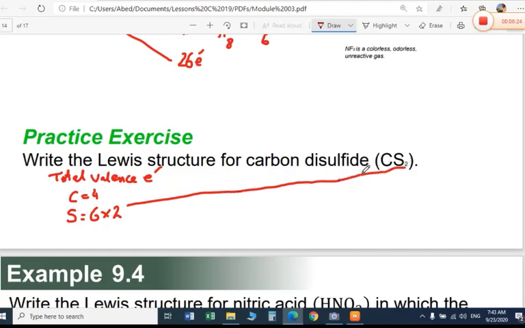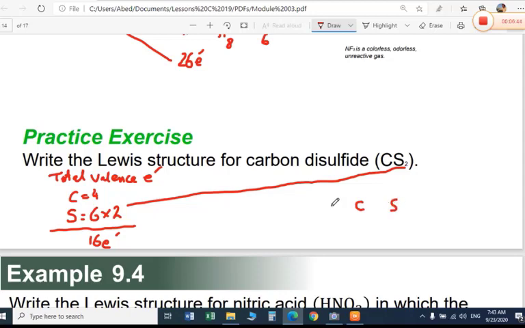Okay. So how much is the total? The total will be 12 and 4, I think 16 electrons. 16 electrons. So write the structure. Rule number 2: carbon is only one atom, so it goes in the center, and 2 sulfurs are there.